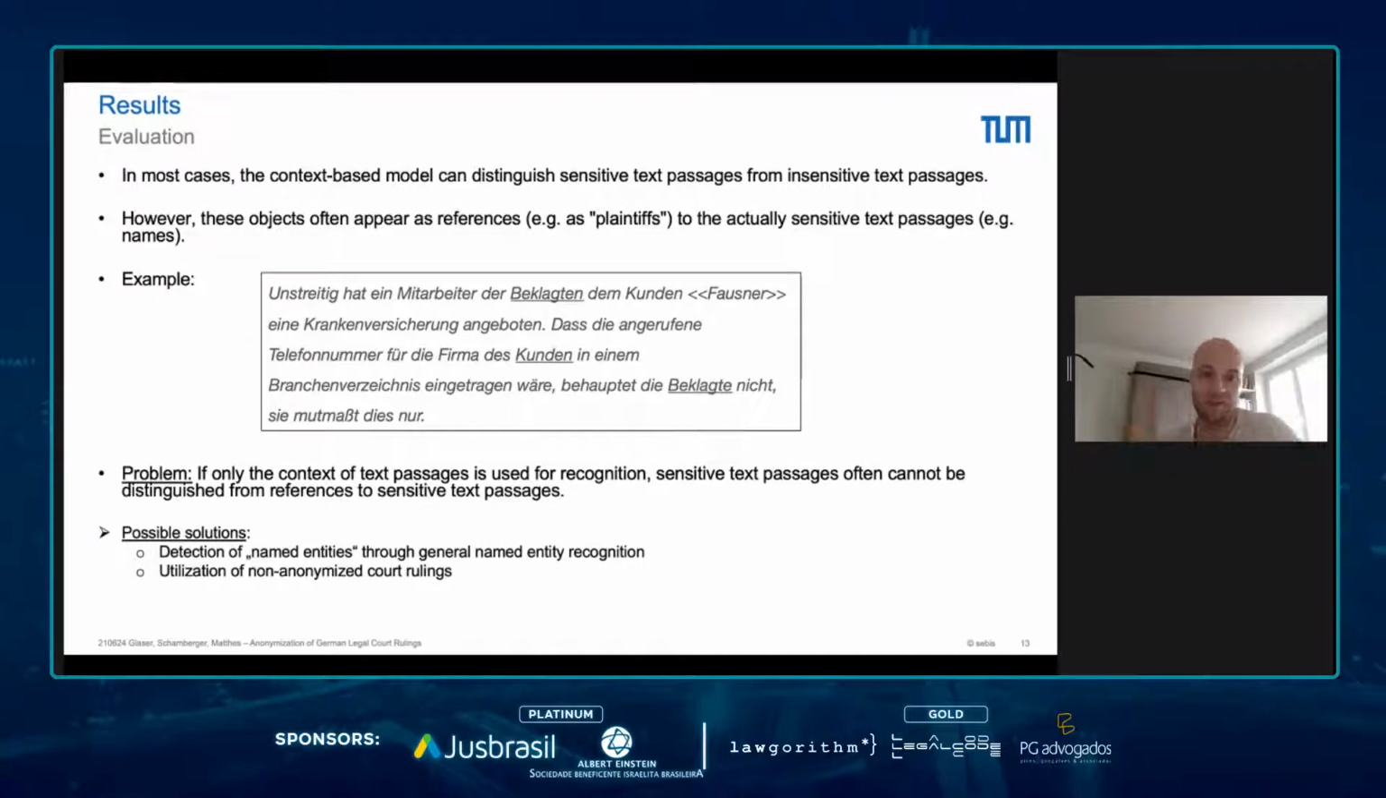Therefore, for future work, we have two possible solutions. One is to use a general purpose named entity recognition beforehand, because then the model will just do a binary classification after named entity recognition to say it's sensitive or not. Or on the other side, we could also utilize non-anonymized court rulings.